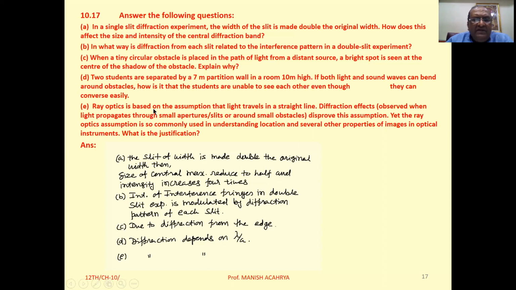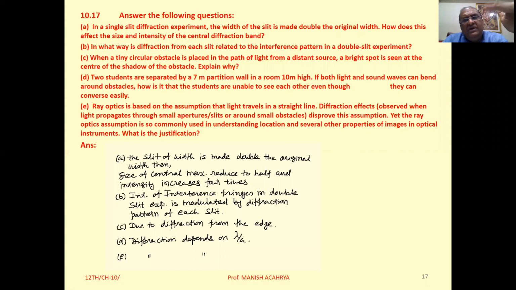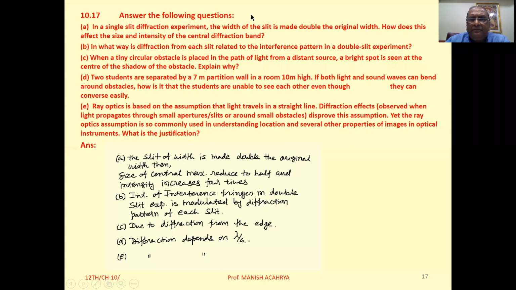E. Ray optics is based on the assumption that light travels in a straight line. Diffraction effects disprove this assumption. Yet the ray optics assumption is so commonly used in understanding the location and several other properties of images in optical instruments. What is the justification? Again, we can say the diffraction depends on lambda by a. If lambda by a is very small, it implies that the diffraction is negligible. So in that particular case, we can consider ray optics. Clear?